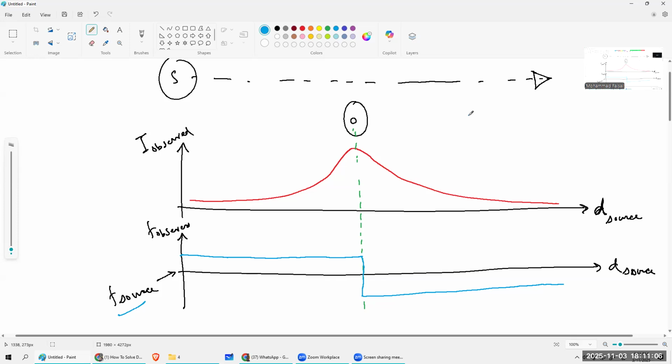Listen, if the source is moving at a constant speed, this is the type of frequency variation that you're going to come across. What if the source was moving with varying speed? Now, if the source is accelerating, then it's going to look like this. The faster the speed, the bigger the difference.